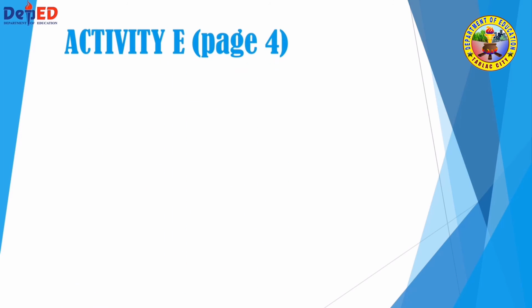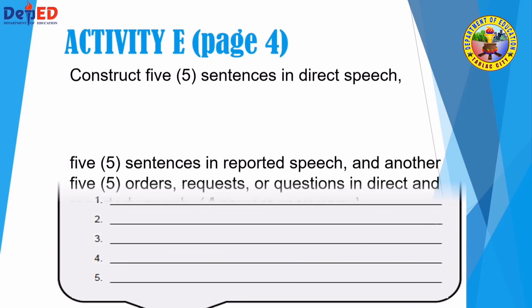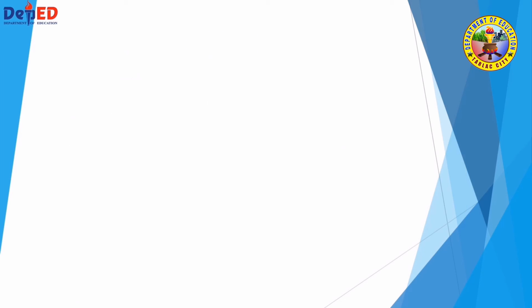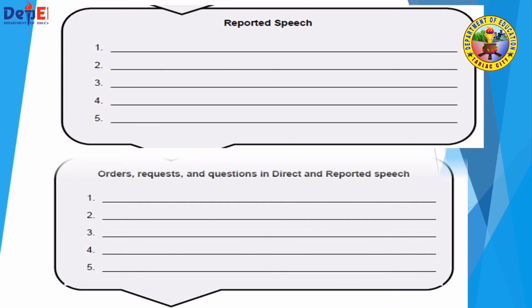For activity E on page 4, you're going to construct 5 sentences in direct speech, 5 sentences in reported speech, and another 5 orders, requests, or questions in direct and reported speech. In this activity, answers may vary. You will be given 10 minutes to complete this activity.